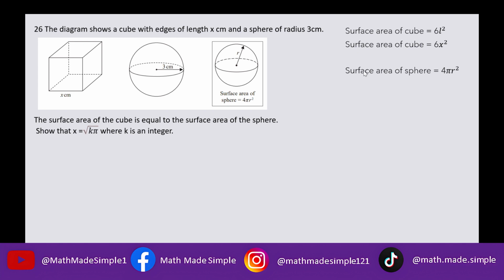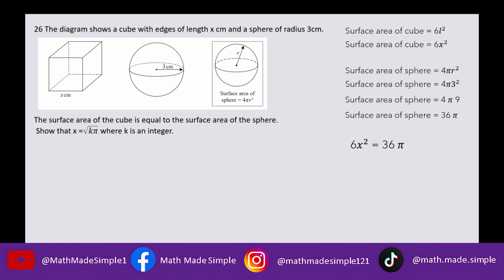Then I've been given the formula for the surface area of a sphere, and then I can substitute the radius of 3 into that. So 3 squared is 9, then 4 times 9 is 36. And as I know both of these are equal, I can set both of them equal to each other. Then I can divide by 6 on both sides, and then I can square root.